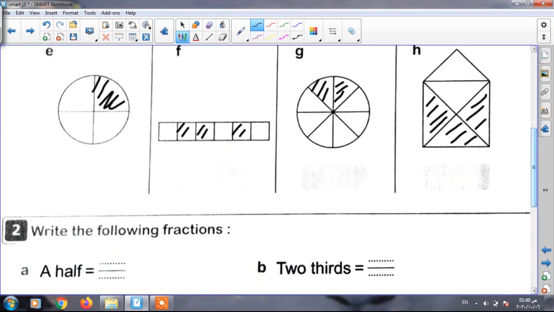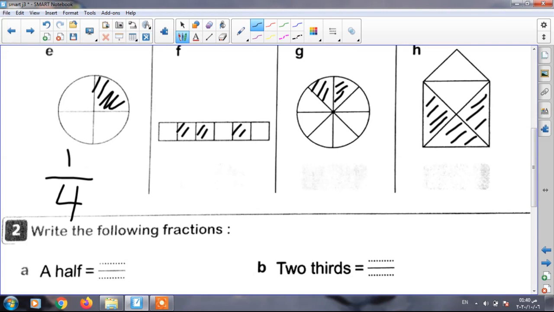The next one. Firstly, what will I do? Draw my fraction bar, and up the colored boards. How many colored boards? 1. I will write up 1, and down what? The all boards. I have how many boards here? 1, 2, 3, 4. So I will write down 4. This fraction is called what? 1 over 4 or fourth or quarter.